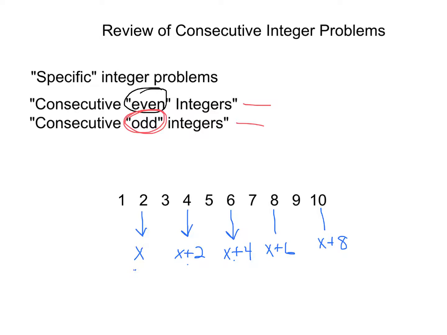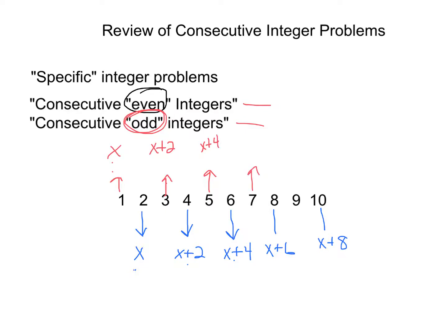Instead, let's look at the x's. Let's make 1, which is our first consecutive odd integer, x. And applying the same logic, if I'm trying to get from 1 to 3 using addition, we would say x plus 2. If I'm trying to get to 5, my next consecutive odd integer, we'd start at x and say x plus 4.